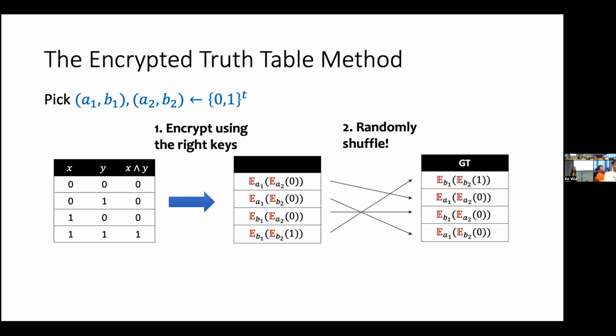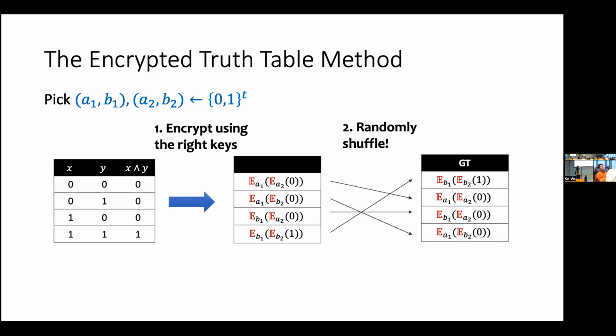And the most basic method, or the only method that we use to implement it, is called the encrypted truth table method. What is it? The key observation is that all these logical gates have very tiny truth tables, basically 4 rows. And what do we do to hide them? We pick some keys, one pair for each wire, and we encrypt each truth table row using the right combination of the keys, and permute them to hide which row is which.